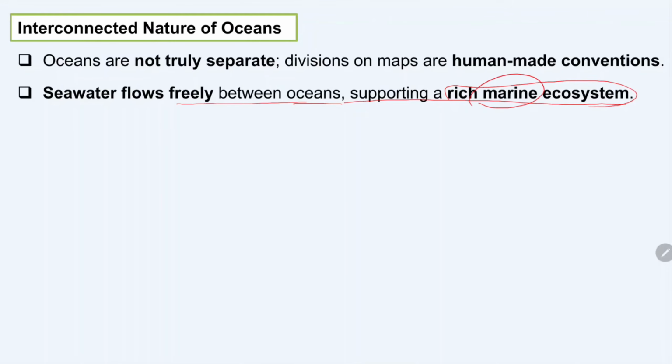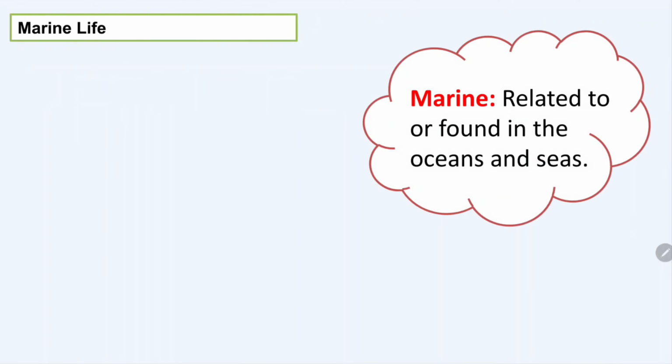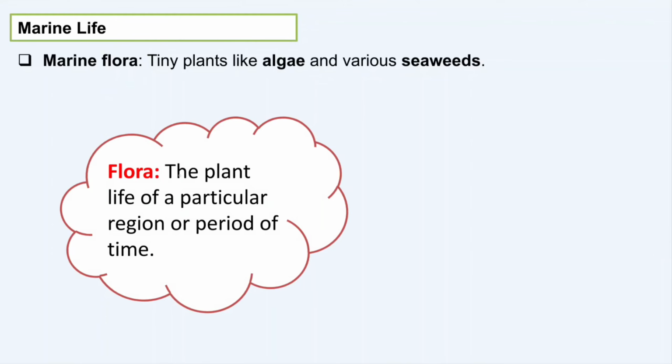Marine means related to or found in the oceans and seas, the living things found inside the water, inside the oceans or seas. So, marine flora: tiny plants like algae and various seaweeds. Flora means the plant life of a particular region or period of time, the plant life found in the oceans and sea waters.